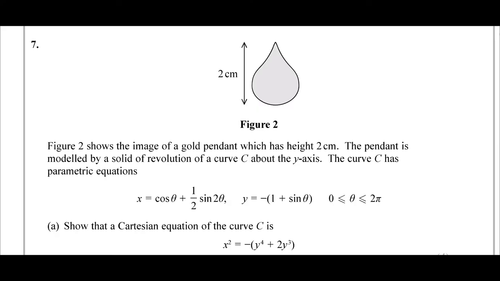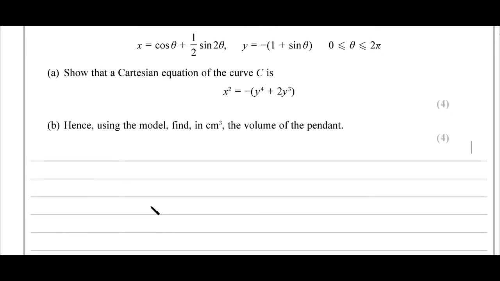Question number 7. Figure 2 over here shows the image of a gold pendant which has height 2 centimetres. The pendant is modelled by a solid of revolution of a curve C about the y-axis. The curve C has parametric equations x equals cos theta plus a half sine 2 theta and y equals minus 1 lots of 1 plus sine theta, where theta is in between 0 and 2 pi. We have to show for part A that the Cartesian equation of the curve C is x squared equals minus 1 lots of y to the 4 plus 2y cubed.